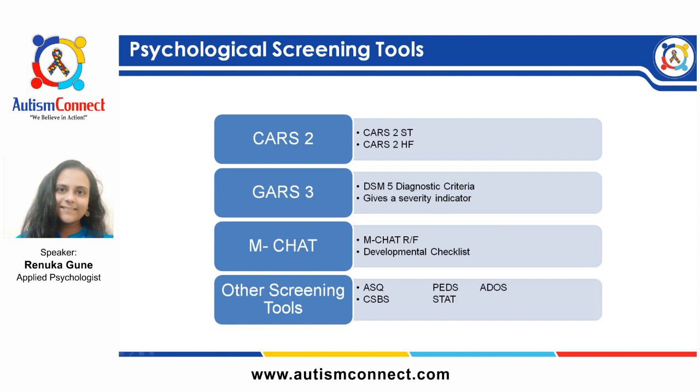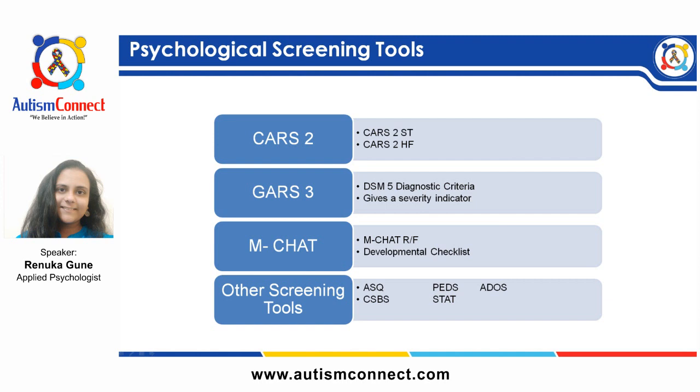Okay, so just to run you through, CARS-2 standard would be for an IQ of 79 or lower with impairment in communication, and CARS-2-HF will be for an IQ of 80 or higher with fluent communication, right? Let's move on to GARS.